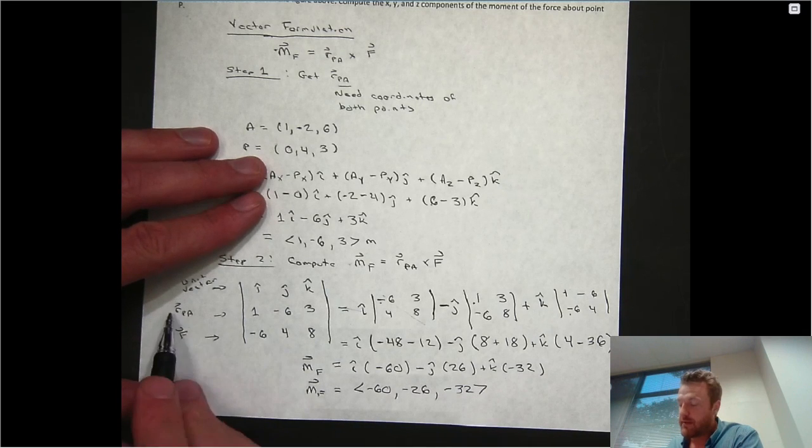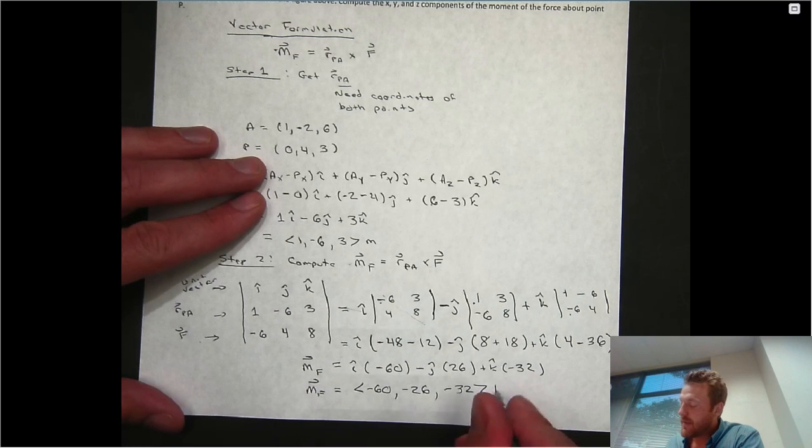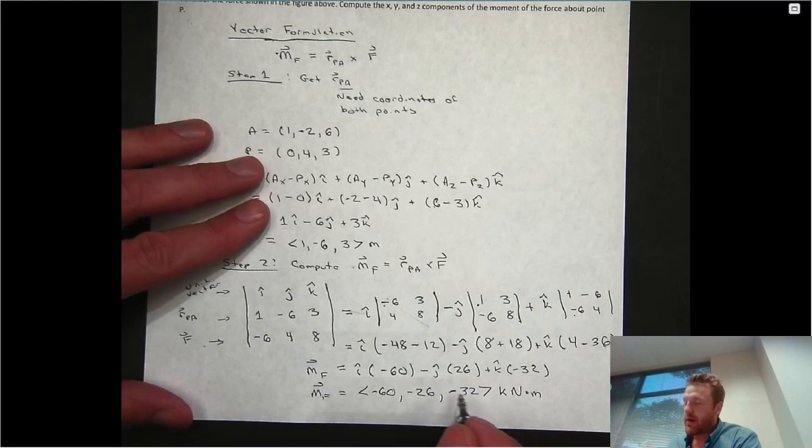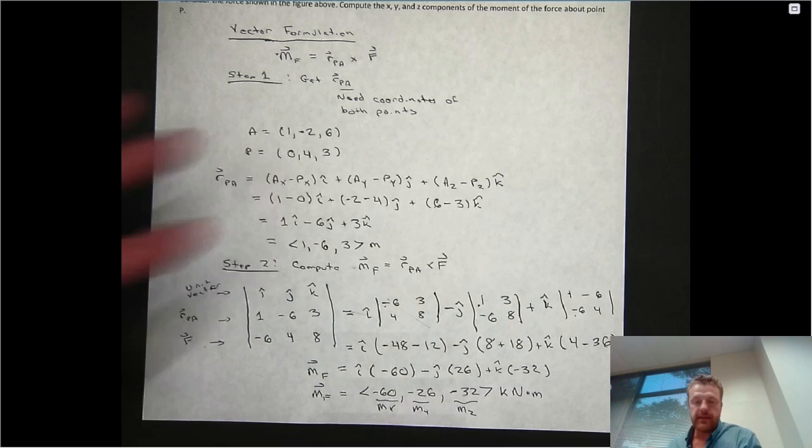Well, it will be the units of the position vector times the units of the force vector. Since the position vector was in meters and the force vector was in kilonewtons, this will be in what is known as kilonewton meters. And what you were asked for in that problem, I believe, was the individual components. So this would be your Mx component, this would be your My component, and this would be your Mz component.